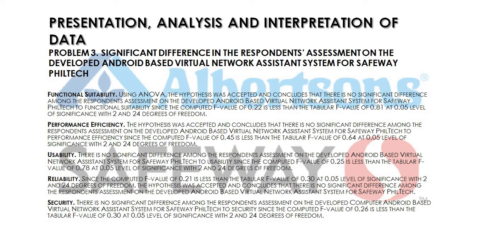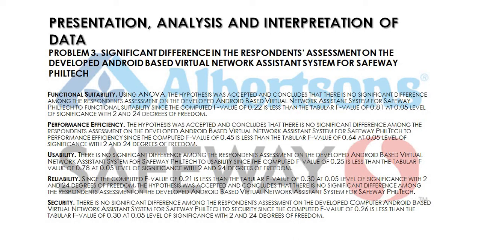Reliability. Since the computed f-value of 0.21 is less than the tabular f-value of 0.30 at 0.05 level of significance with 2 and 24 degrees of freedom, the hypothesis was accepted and concludes that there is no significant difference among the respondents' assessment on the developed Android-based virtual network assistance system for Safeway PhilTech.